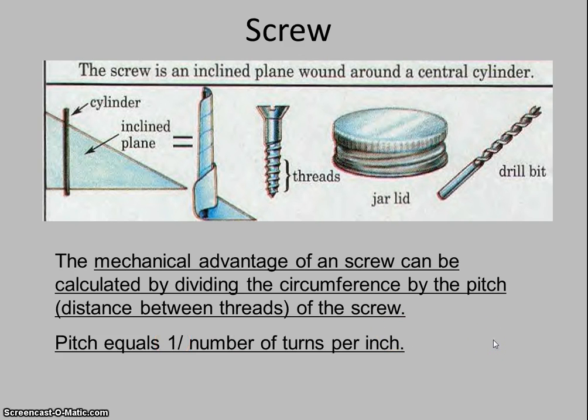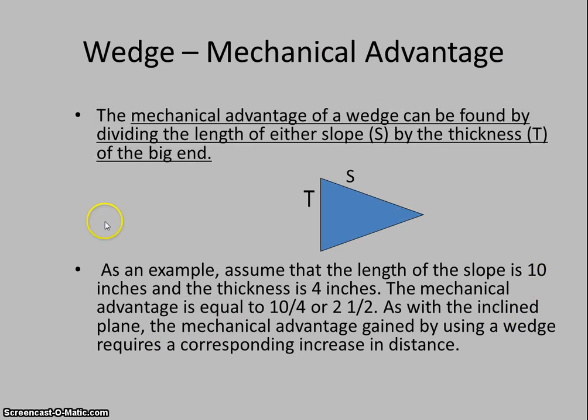Very simple, very simple. All right, a wedge, yet another inclined plane, right? So how are we going to determine the mechanical advantage of a wedge? You divide the length of either slope, right? Because you have the slope here. There's 2 of them because it's a double inclined plane. And you divide it by the thickness, the large end. It's essentially very similar to the height of the inclined plane. Very simple. Slope divided by the thickness of that wedge, and that's going to give you your mechanical advantage.